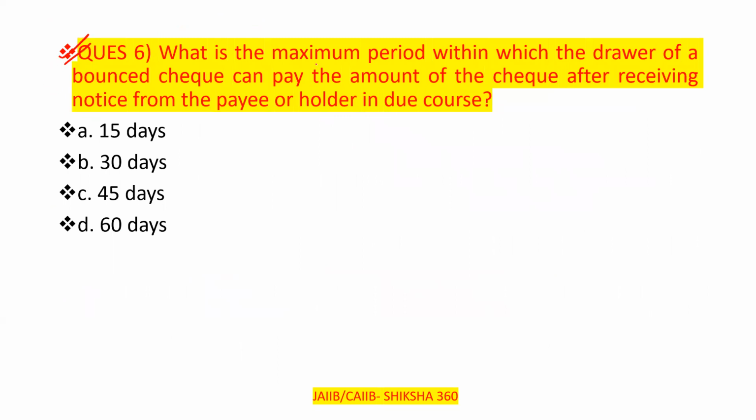So what is the maximum period within which the drawer of a bounced check can pay the amount of the check after receiving notice from the payee or holder in due course? Option A, 15 days. Option B, 30 days. Option C, 45 days. Option D, 60 days.